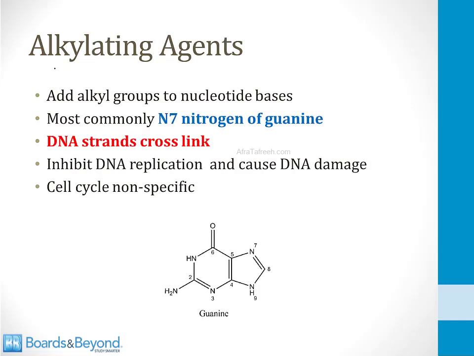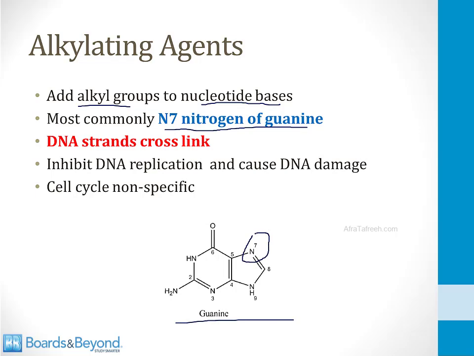So an alkylating agent is a drug that adds an alkyl group to a nucleotide base in DNA. Most commonly, the chemotherapy alkylating agents add an alkyl group to the N7 nitrogen of the base guanine. Guanine's chemical structure is shown at the bottom of the screen. Each of the atoms is numbered, and the N7 nitrogen is found right here.